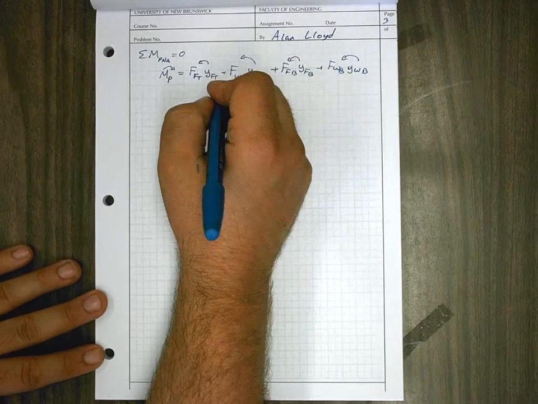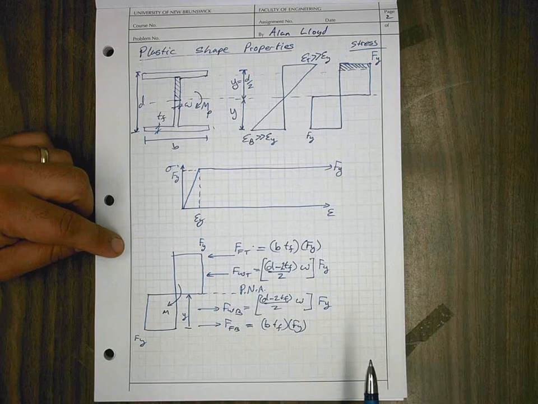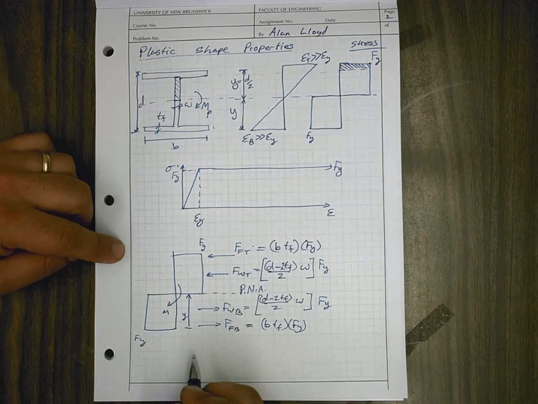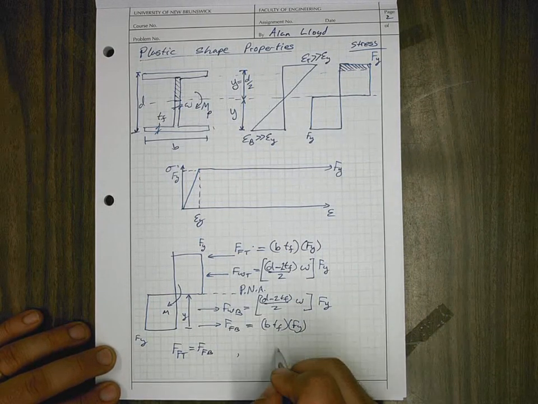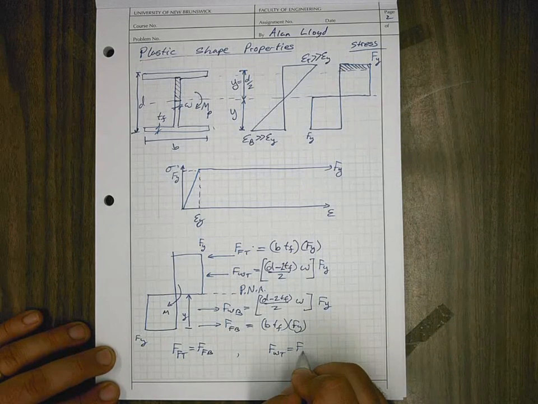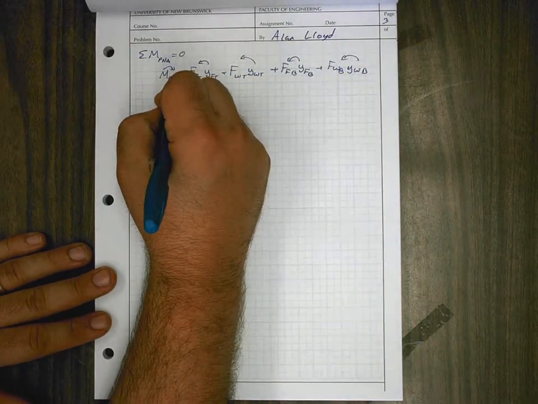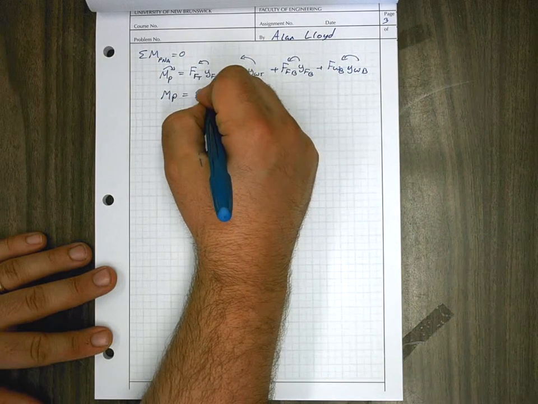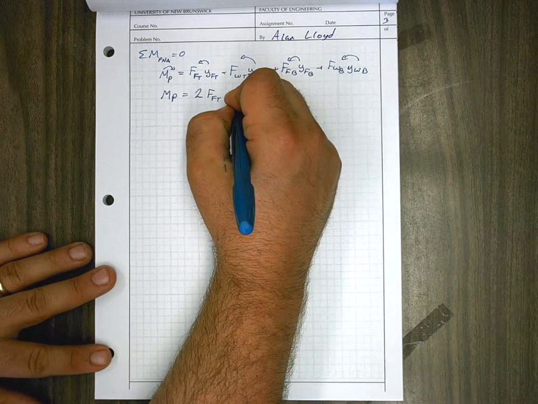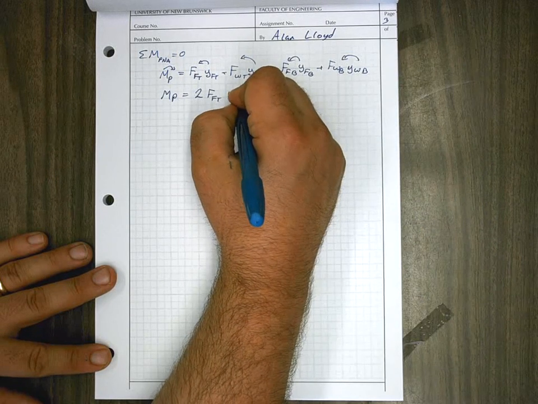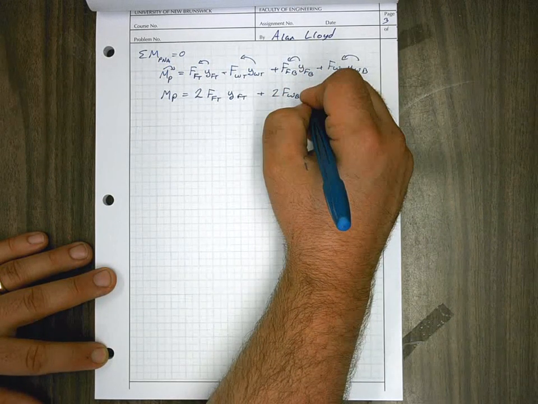And then we can simplify this by saying that we just determined that the web at bottom and web top forces are the same, and the flange bottom and flange top forces are the same. So we could say F flange top is equal to F flange bottom, and F web top is equal to F web bottom. This allows us to simplify this slightly and say our plastic moment is simply equal to 2 times our force in the flange times our flange moment arm plus 2 times our force in the web times our web moment arm.